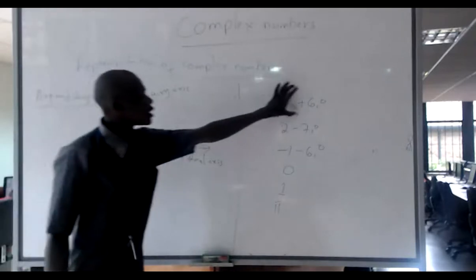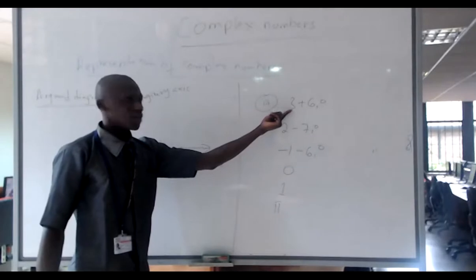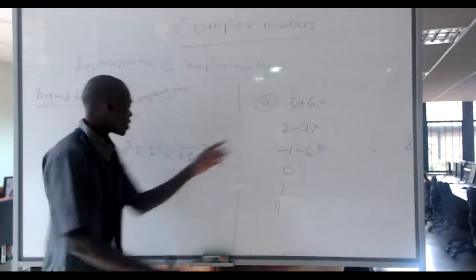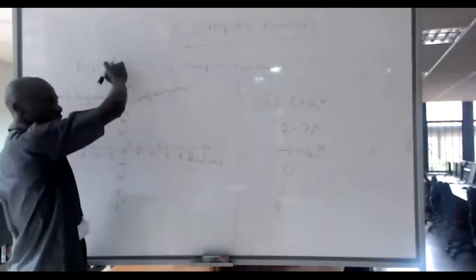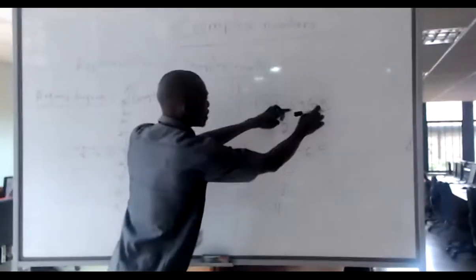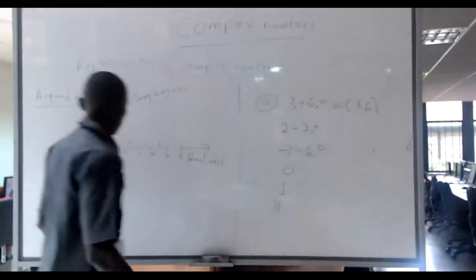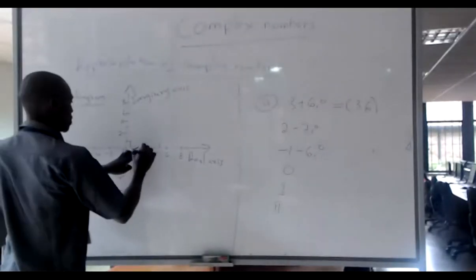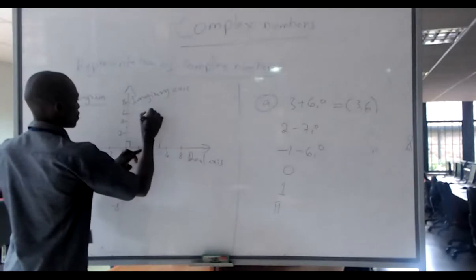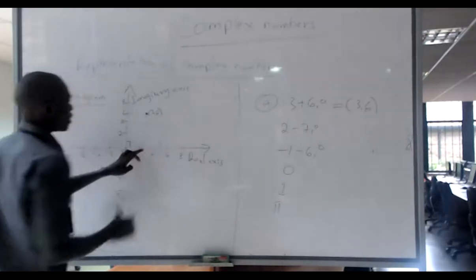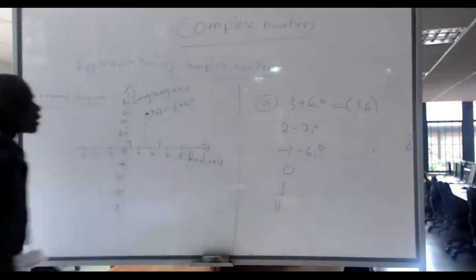So the first one is 3 plus 6i. The first coordinate, the real part, which is 3, will lie on the real axis. The imaginary part will lie on the imaginary axis. So if I'm looking for 3, 6, this should be represented by the point (3, 6). On the real axis, locate the point 3, and then move vertically upwards. This is the point (3, 6). This will correspond to the complex number 3 plus 6i.